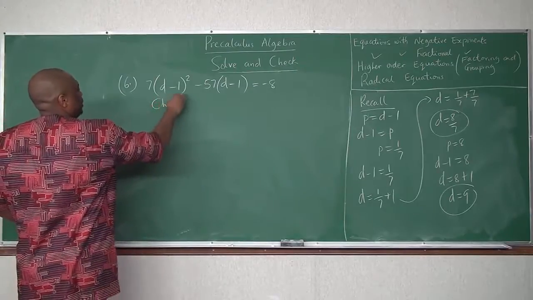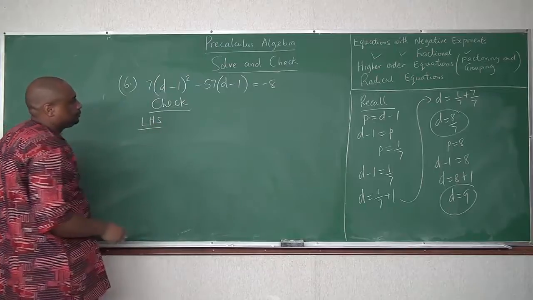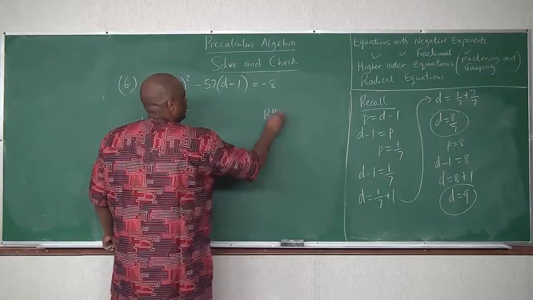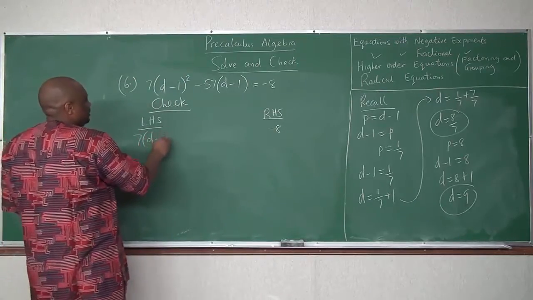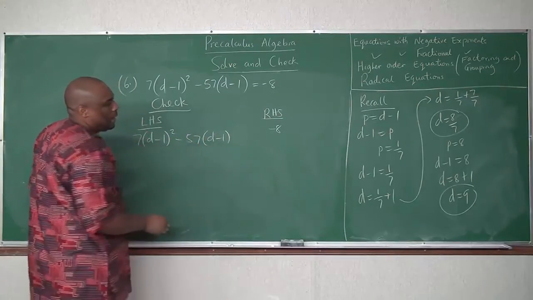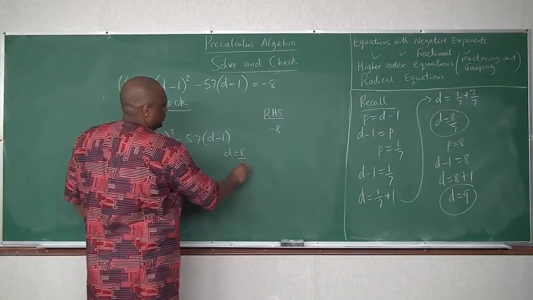Check. Left hand side. Right hand side we know is negative 8. Now left hand side we have 7 times (d minus 1) all squared minus 57 times (d minus 1). And we want to check it with d equal to 8 over 7.